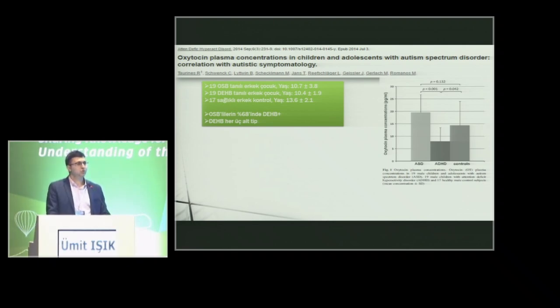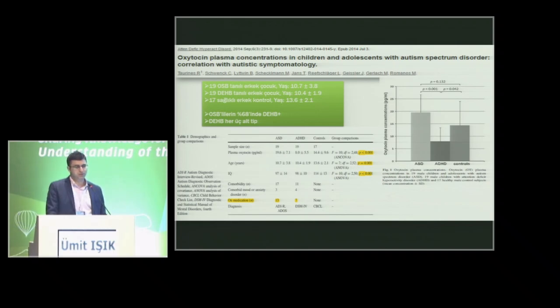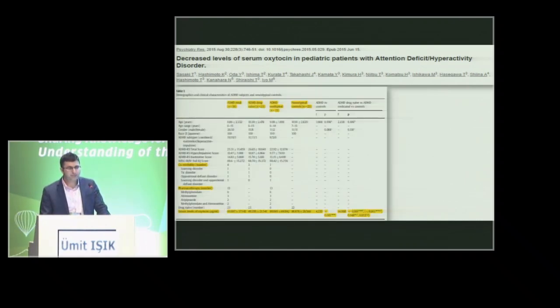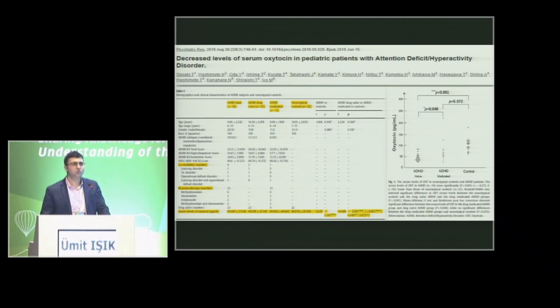Compared to the control group, in the ADHD group, oxytocin level is lower. In the oxytocin levels in autism and ADHD, we can see some differences. And some of the patients among these patient groups are drug users, by the way. Sasaki et al. carried out a study in 2005, related to decreased levels of serum oxytocin in pediatric patients with attention deficit hyperactivity disorder. 13 of them were previous drug users, and the rest of them are non-users. Serum oxytocin levels of the drug users are lower.